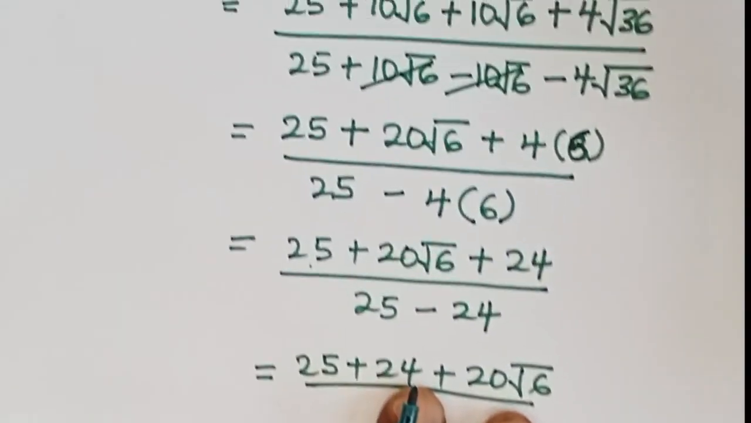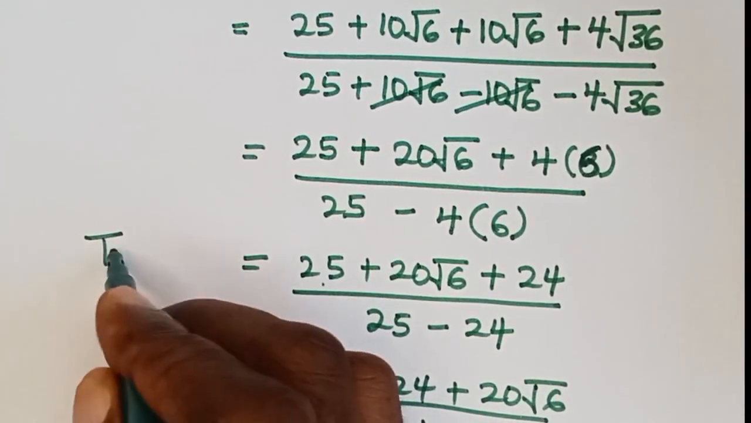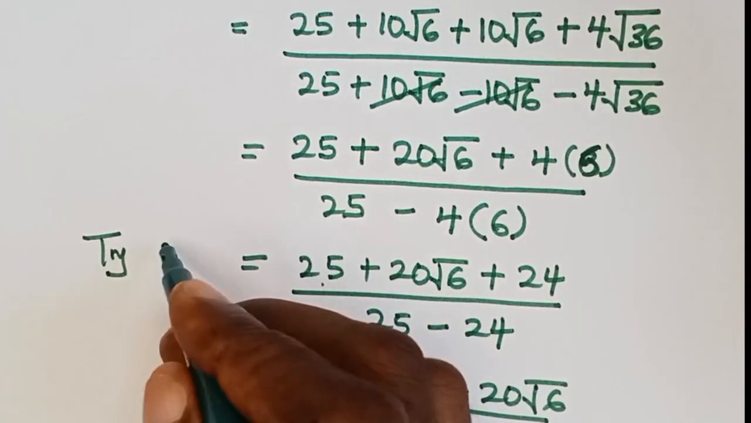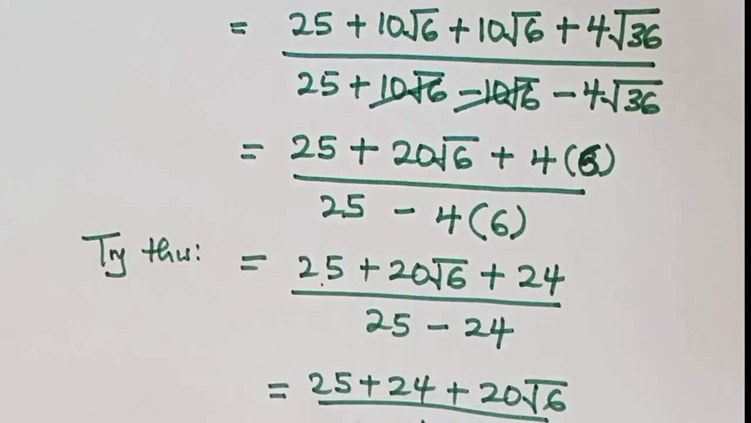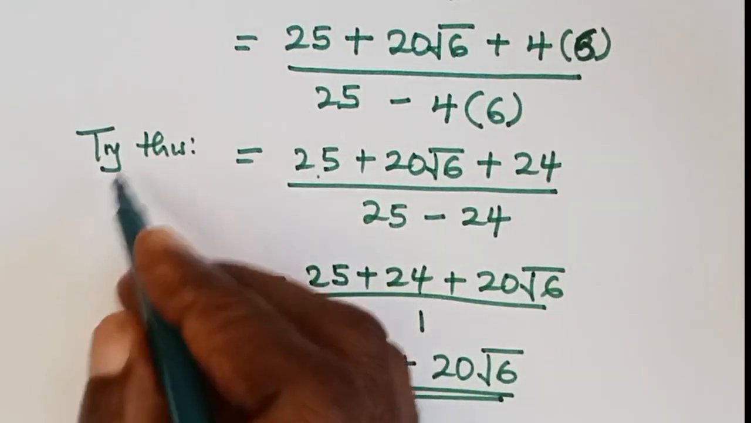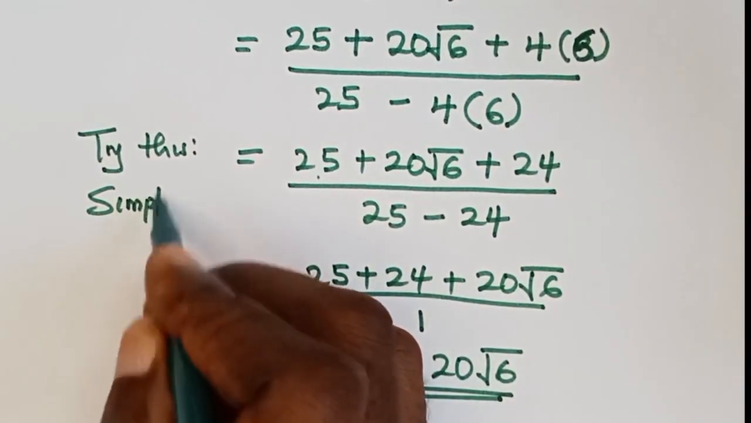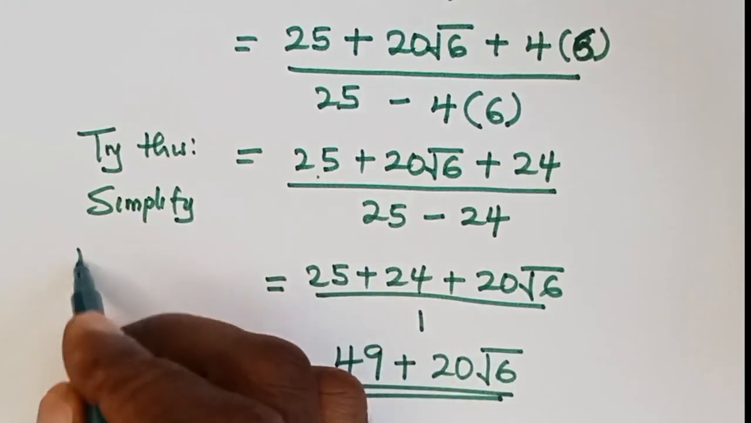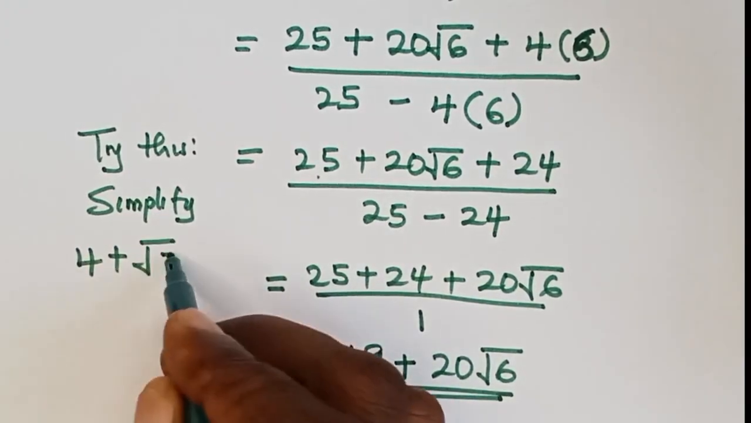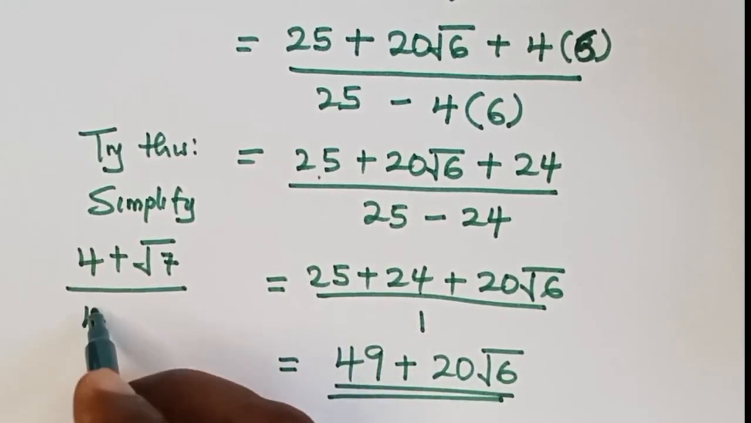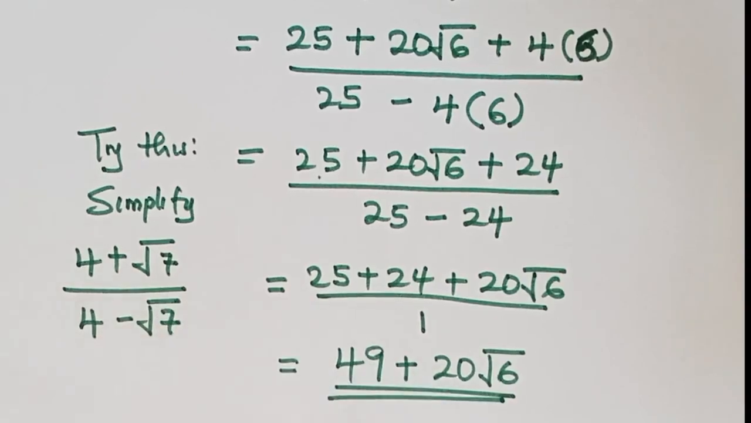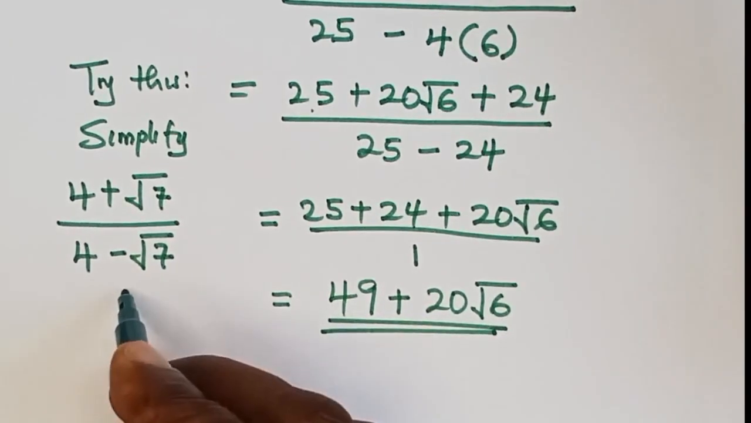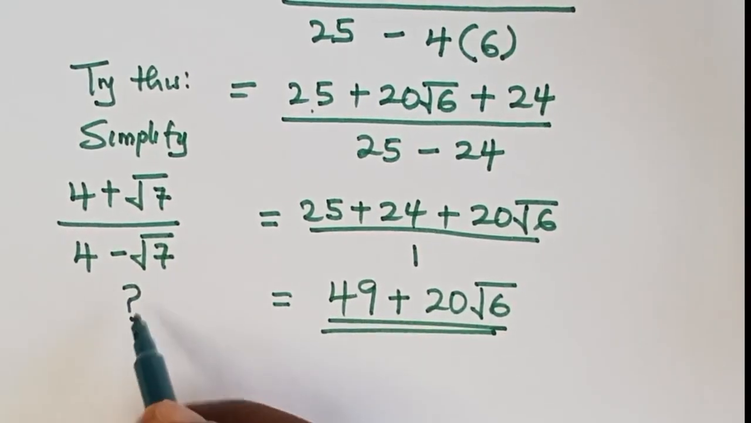Alright, so let's try something similar to that. Let's try this. Okay, so let's simplify 4 plus root 7 over 4 minus root 7. Alright, so let's simplify this and write our answer under the comment section.